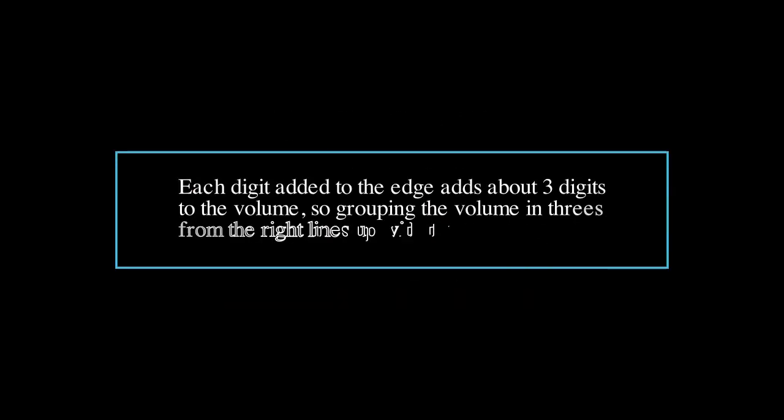Each extra digit in the edge multiplies the volume by roughly 1,000, because that digit gets used 3 times over, once for length, width, and height. That's why grouping the volume into sets of 3 digits from the right lines up with how many digits the edge number will have, and tells us which group to test against first.